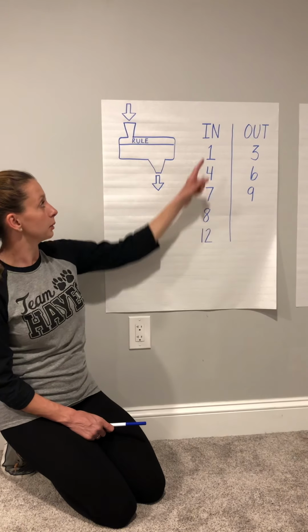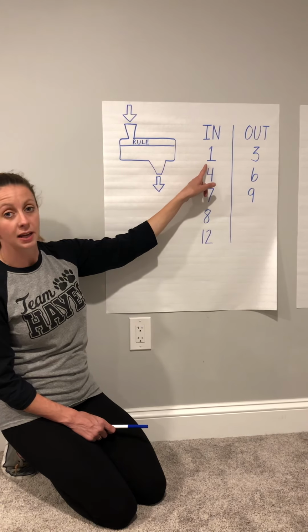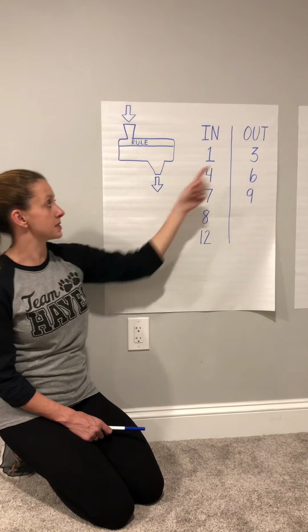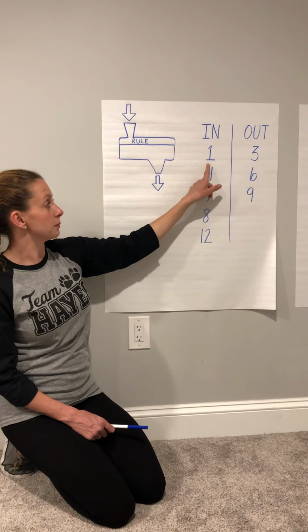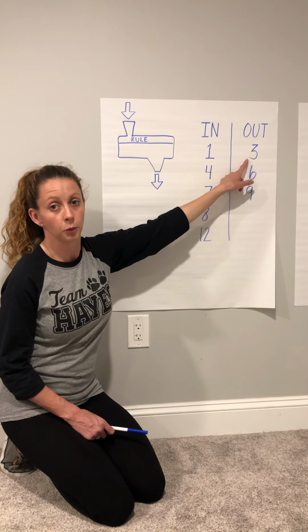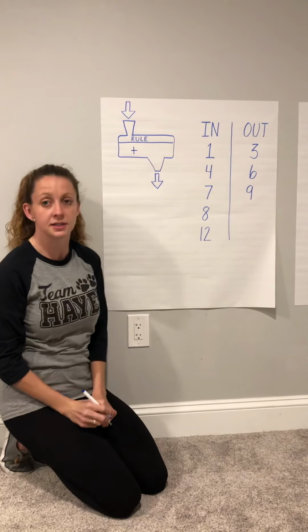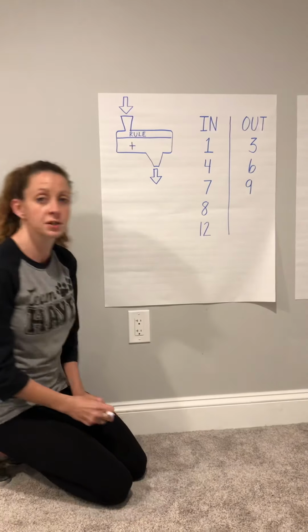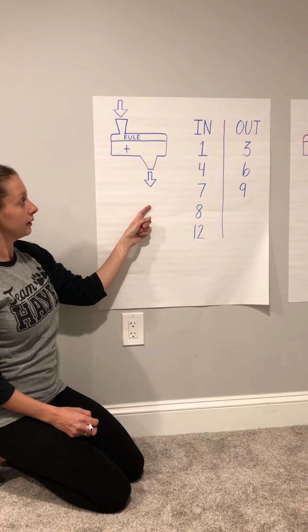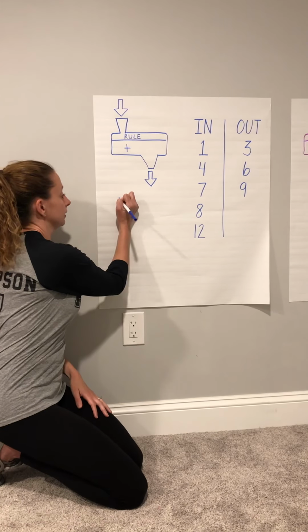Over here on our table, we have an in column and an out column. In my first example, if I take 1 and put it into my machine, out pops the number 3. I look at my numbers and think, how is my number changing from 1 to 3? My number is getting larger, so I'm going to guess that my rule is using addition. When we talk about addition in math, our numbers are growing. If I put 1 in my machine and out pops 3, I know it's changed by 2. 1 plus 2 is 3.